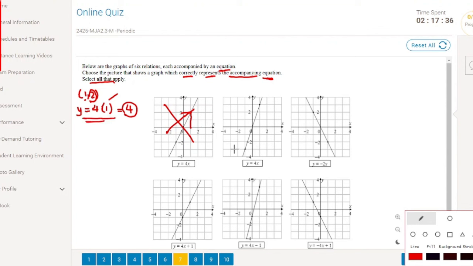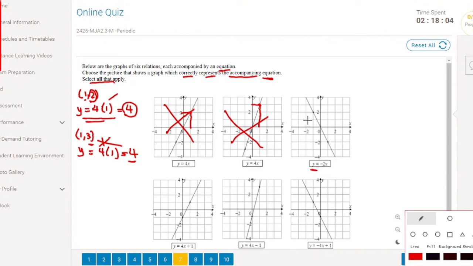Let's see graph number 2. I have this point, which is 1 and 3. So for 1 and 3, let's apply the equation. y will be equal to 4 multiplied by 1, equal to 4, which is not the same. So this graph is wrong. Let's see the third graph.